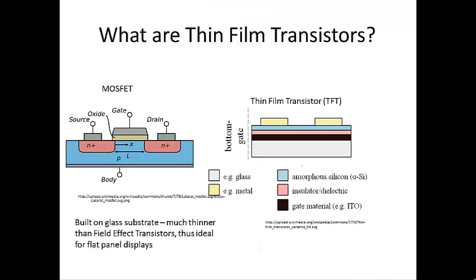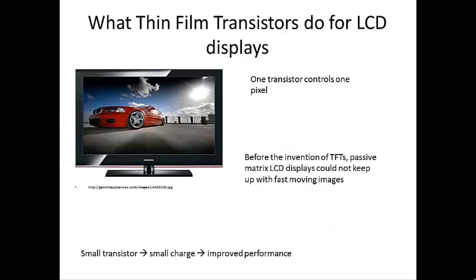Firstly, what are thin-film transistors and why are they useful? Thin-film transistors can be made on glass with very thin and transparent films, making them ideal to use for flat panel displays. A traditional field effect transistor, such as a MOSFET, is built on a doped semiconducting substrate. The body is very thick, making a field effect transistor acceptable for a computer chip, but not for an LCD display. On an LCD display, each transistor controls one pixel.